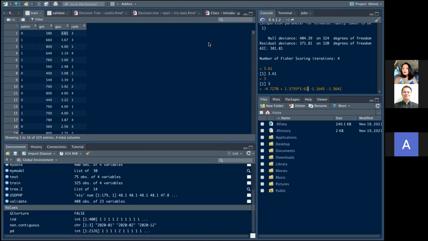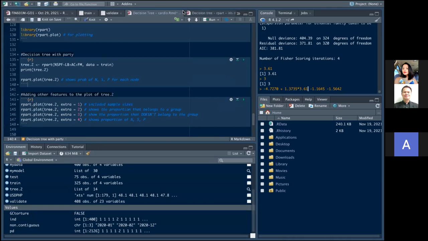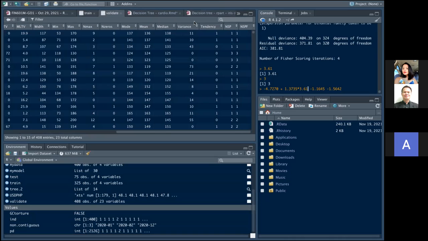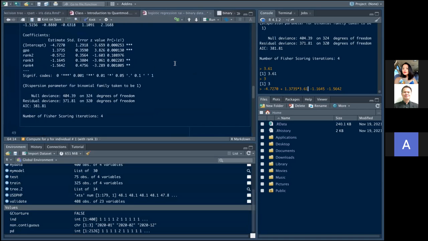Okay, and then next is what's the negative 1.1645? Before that, Love, what's the rank of observation number 1? What's the rank of that student? From what school did he come from? Rank 1, rank 2, rank 3, rank 4? It's rank 3, right? It's in the last column, rank 3. Okay, so let's go back to our model. Take note, guys, the negative 1.1645, that refers to what? Rank what? Rank 3, right? Yes, sir.